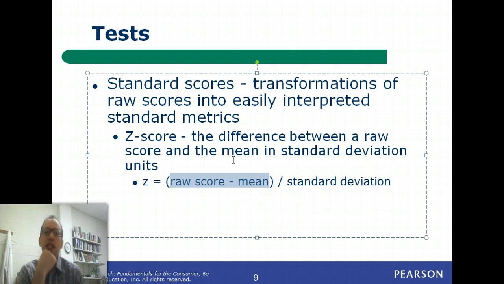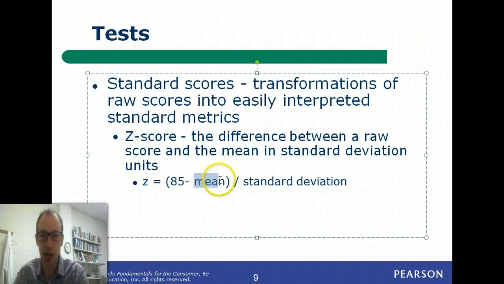Let me give you an example. I had used IQ before, and I told you that the average IQ was 100 in the US with a standard deviation of 15. So let's say that someone had an IQ of 85. We want to know, norm referenced, what is their IQ relative to the average? Well, they would have an 85 for raw score.